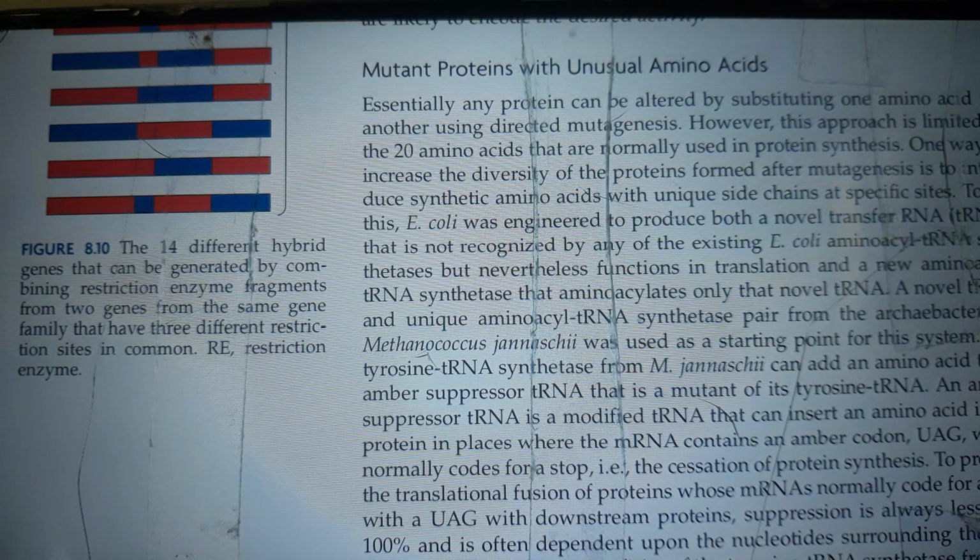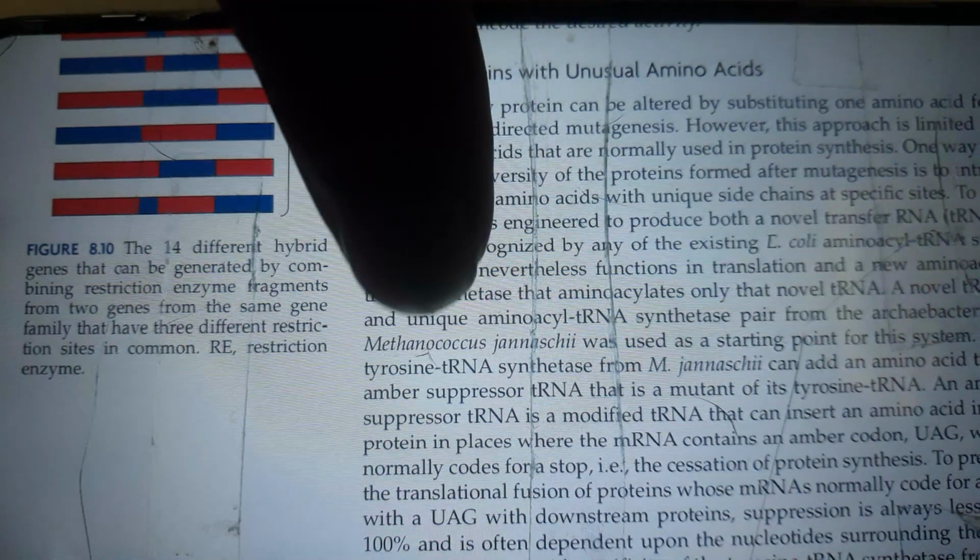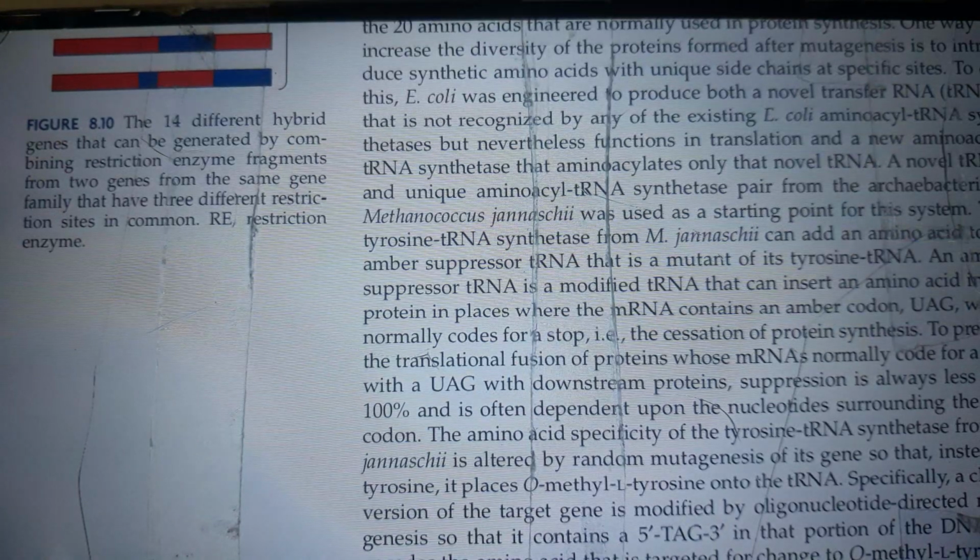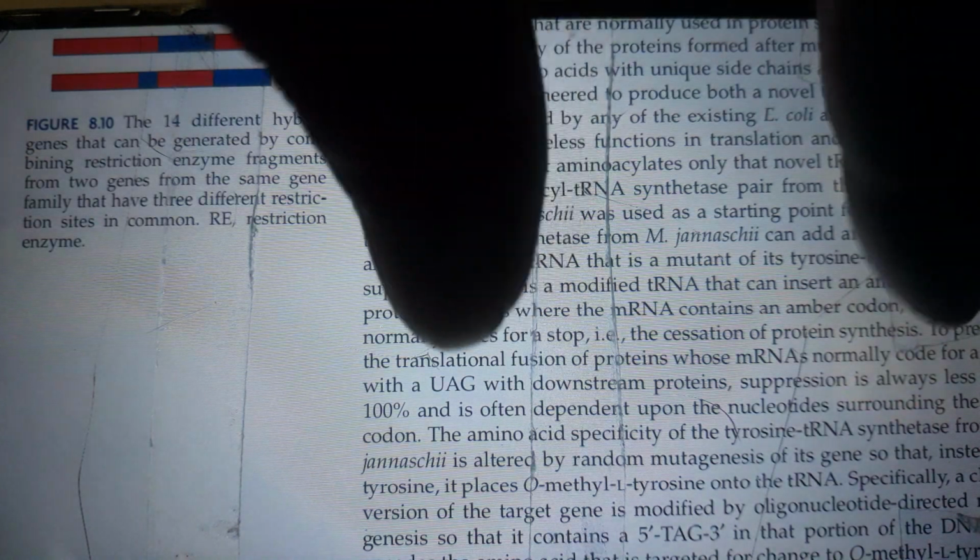To do this, E. coli was engineered to produce both a novel transfer RNA, tRNA, that is not recognized by any of the existing E. coli aminoacyl-tRNA synthetases, but nevertheless functions in translation, and a new amino acid tRNA synthetase that aminoacylates only that novel tRNA. A novel tRNA and unique amino acid tRNA synthetase.